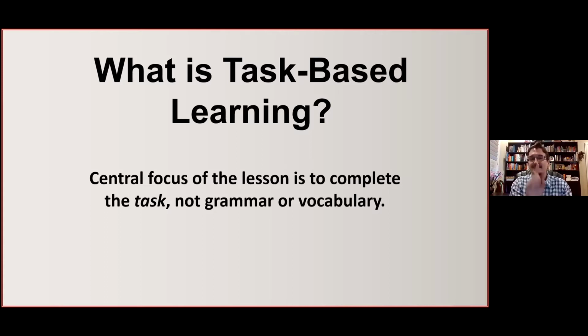What it is is to complete the task. But how do they complete the task? By using the language. It's much more integrated, much more cooperative, and it requires them to use the language to get what they want.